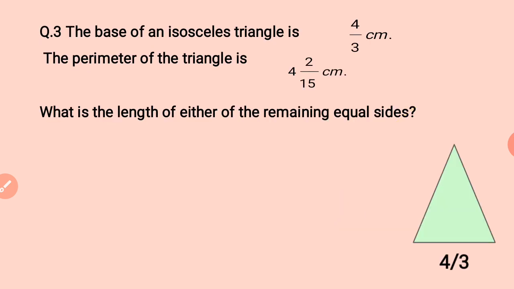Now the next question. The base of an isosceles triangle is 4 by 3 centimeters. You can see on your screen an isosceles triangle is drawn and its base is shown to be 4 by 3. The perimeter of the triangle is 4 integer 2 by 15. Again a real life situation, children. Here, though it is a triangle that is being said, in real life you can have a plot which is in the shape of a triangle, isosceles triangle.